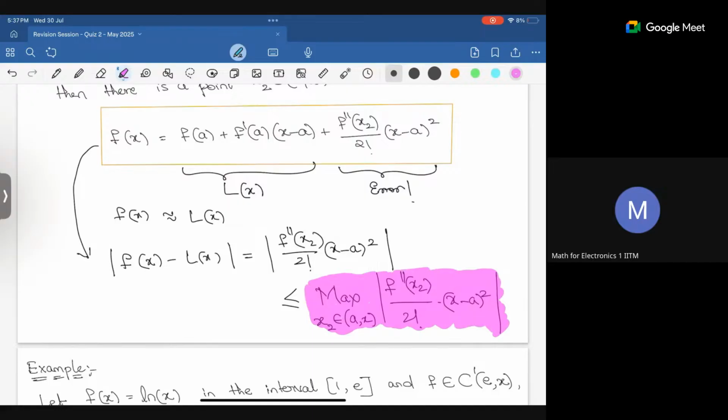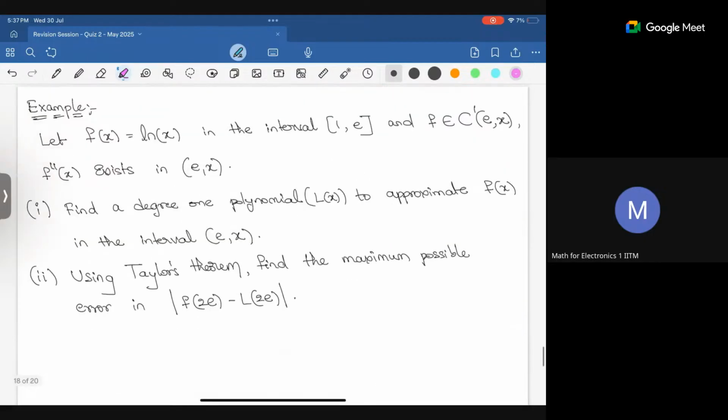So for the maximum possible error, you have to find the maximum value of this expression, f double prime of x2 divided by 2 factorial into x minus a whole square, where f double prime of x2 is a function in terms of x2. For finding the maximum value, we know, right? So how to find the maximum value? You take the derivative, equate it to 0, and then you'll find the maximum value in that interval. So let's do an example to understand this.